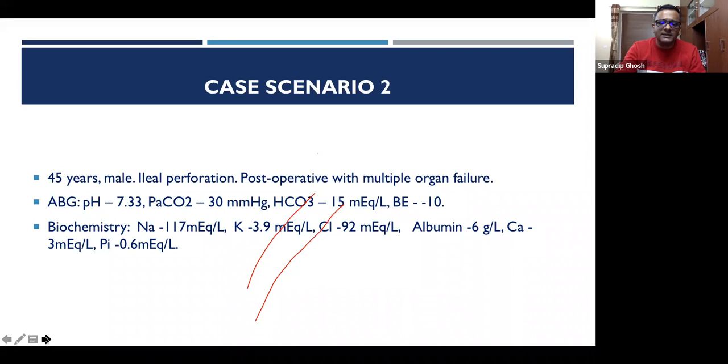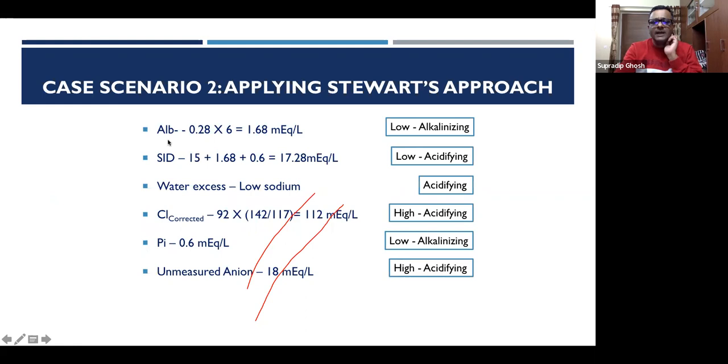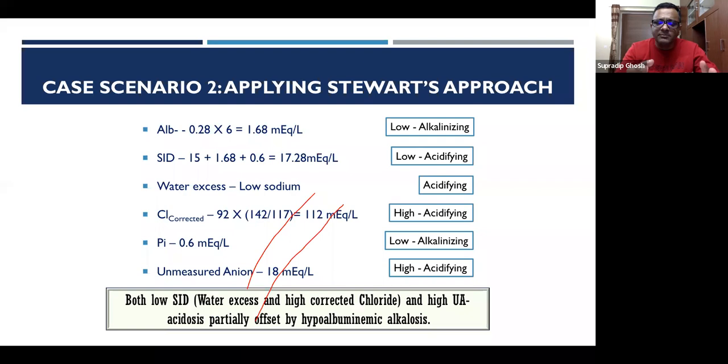For the same patient, we have an albuminate of 1.68, which is low, alkalinizing, SID of 17.28, low, acidifying, and water excess because of the low sodium, high corrected chloride. So these are the 2 things which produce acidosis. Alkalinizing: albumin is low and phosphate is low. Unmeasured anion is high, 18 milliequivalents per liter, so it's acidifying. So it's a mixed disorder. And the final composite diagnosis is both low SID and high unmeasured anion acidosis, partially offset by hypoalbuminemic metabolic alkalosis. So you can calculate using the Fencl and Leith formula. Okay?